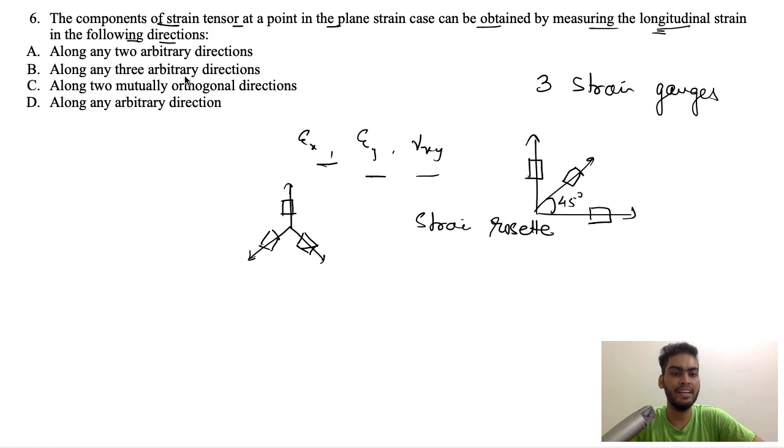So from here we can read the options. It's not necessary that we place them at 45-degree or 120-degree alone. They can be placed at any angle, it's just that it will be convenient at the suitable angles of 120 or 45-degree. So here we have to find out along any 3 arbitrary directions to find out the strain tensor.